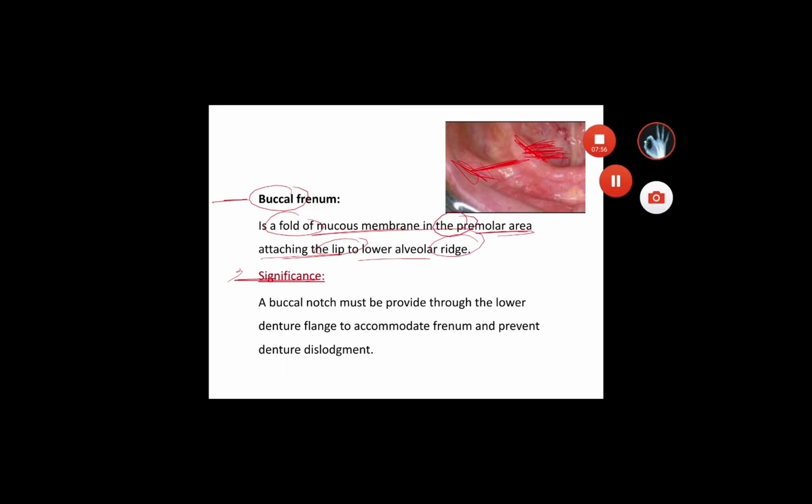The significance، أو أهميتها، buccal notch، يعني لازم يكون في buccal notch عشان نفس الفكرة حق labial frenum. Must provide through the lower denture flanges to accommodate the frenum and prevent denture dislodgement، عشان يمنع تأرجح أو تحرك الطقم.